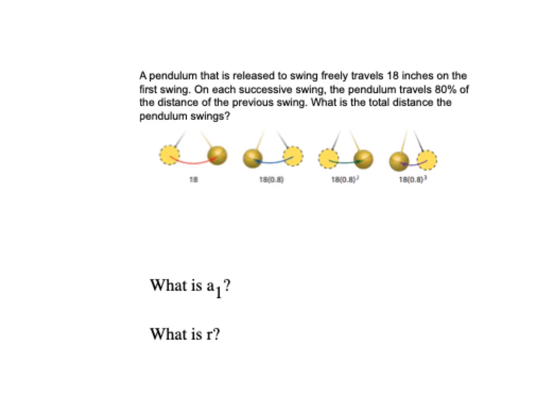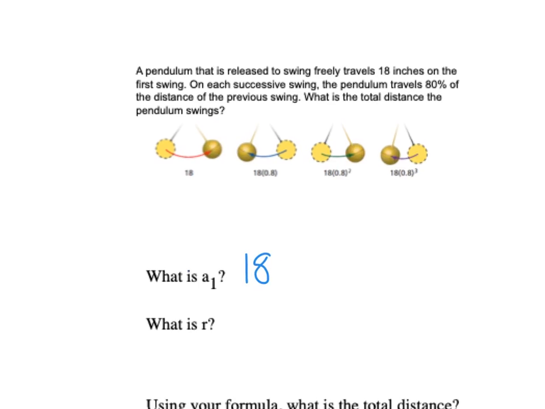If your ratio is greater than 1, your numbers keep getting bigger and bigger without any kind of end or stopping point, which means you can't find a sum. But on here, we just need to look at the diagram, and it tells us everything that we need to know. The first time the pendulum swings, it swings 18 inches. So we can say that our a sub 1 is 18.